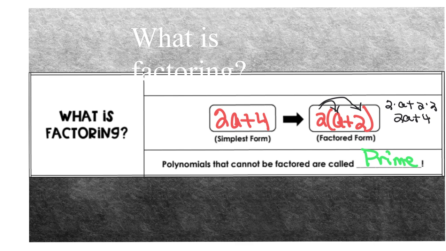So simplest form means that there are no like terms and nothing can be combined together. Factored form means that we are going to write this as multiplication. Polynomials that cannot be factored are called prime.